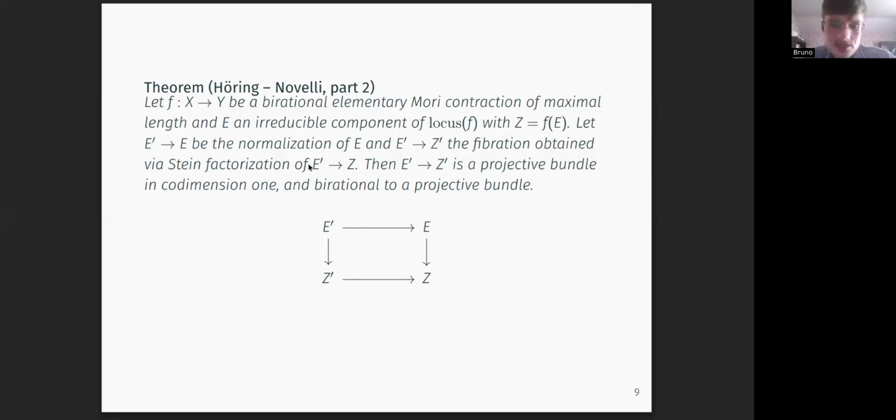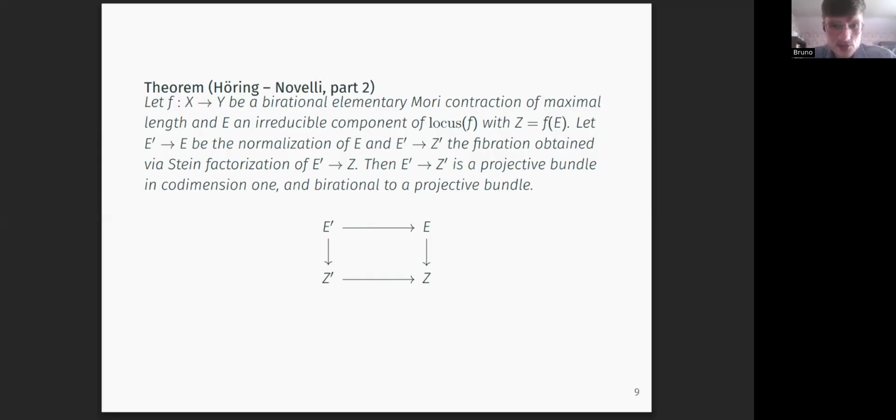which can have, since I normalized E, non-connected fibers, I can do the Stein factorization of E' to Z, which factors through E' to Z'. So this E' to Z' has connected fibers, and this Z' to Z is birational, such that E' to Z' is a projective bundle in this setting. Okay.